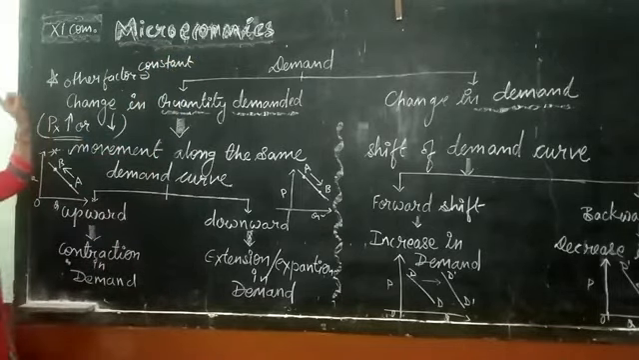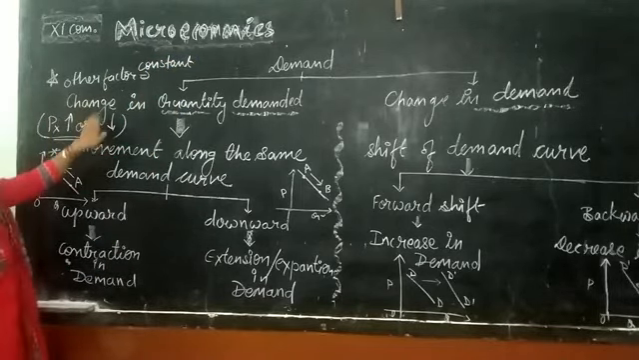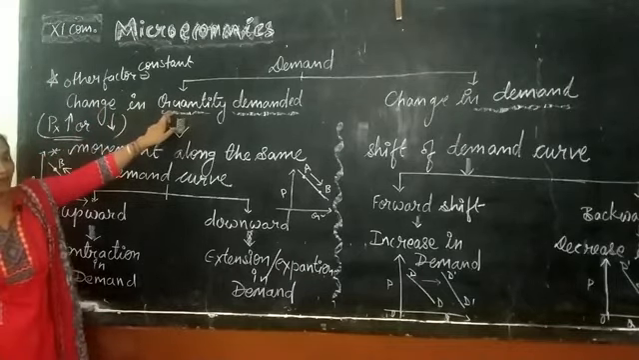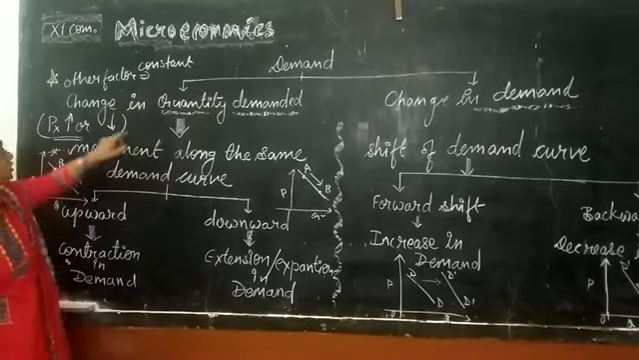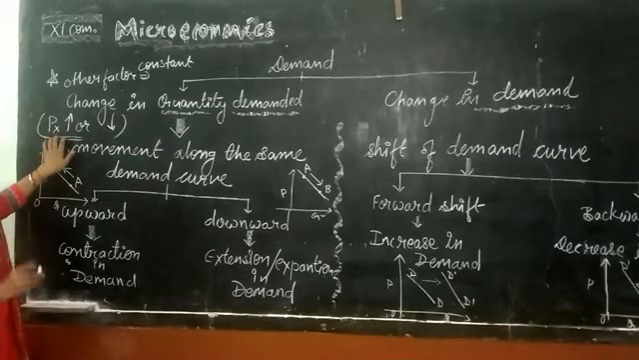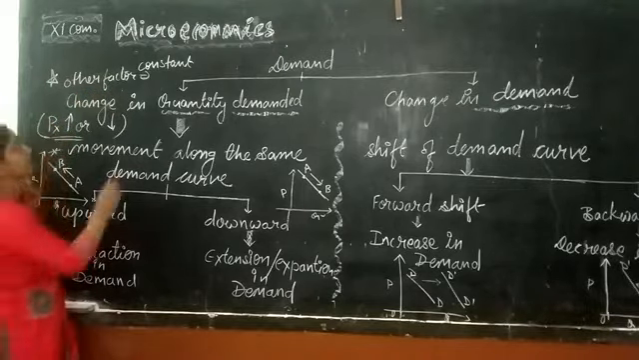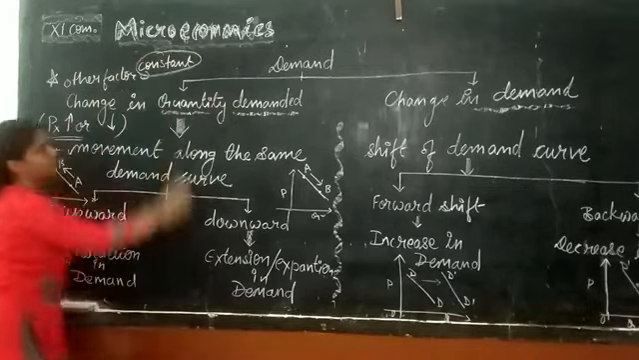When? Only in the condition when we consider change in quantity demanded. Change in quantity demanded arises because of change in its own price, but other factors remain constant.